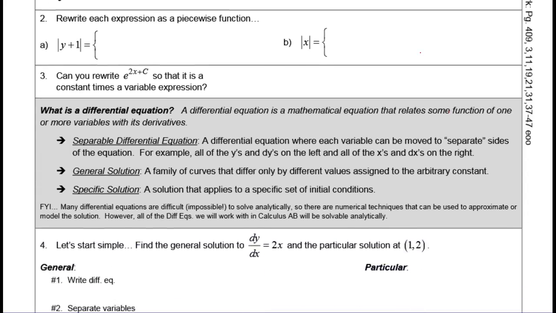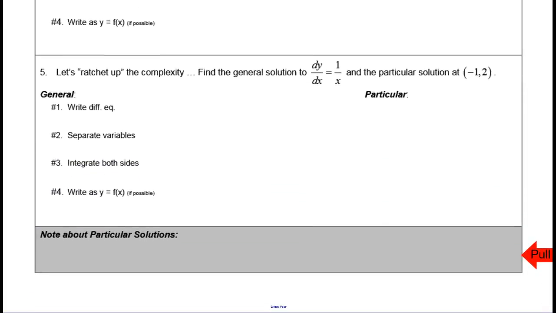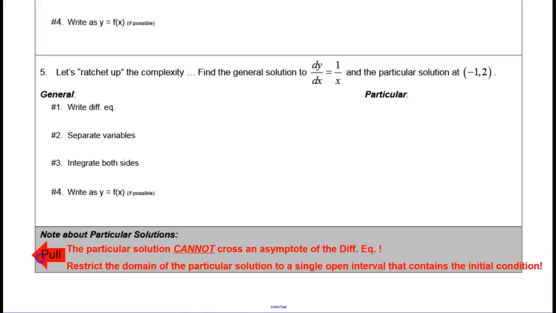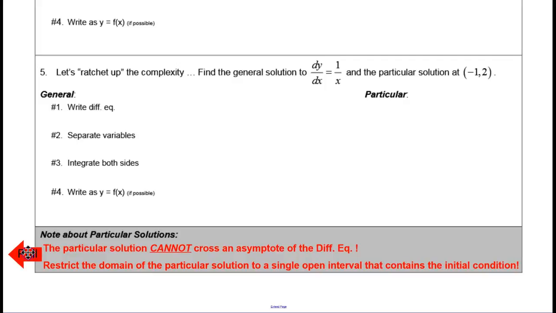We did the front page of the notes yesterday. I want to remind you of a very important property of particular solutions to differential equations. They cannot cross an asymptote of the differential equation, and we must restrict the domain of the particular solution to a single open interval that contains the initial condition. That's very important. You should have that written down from yesterday.